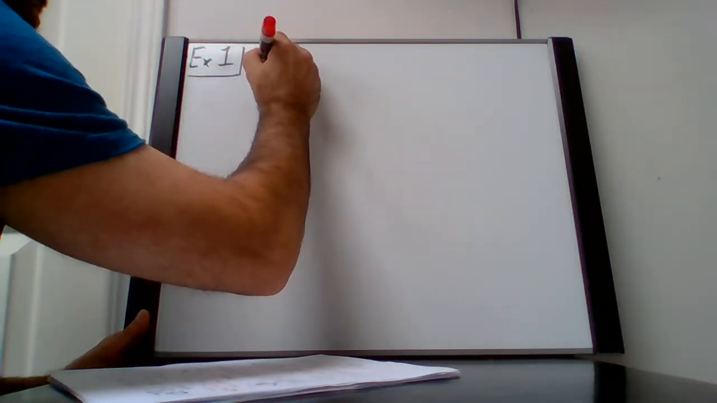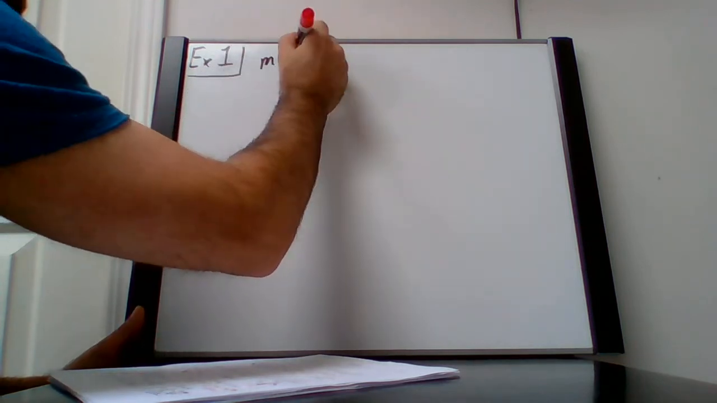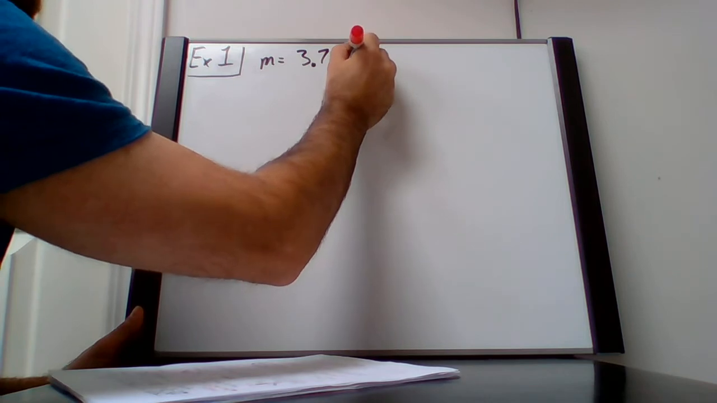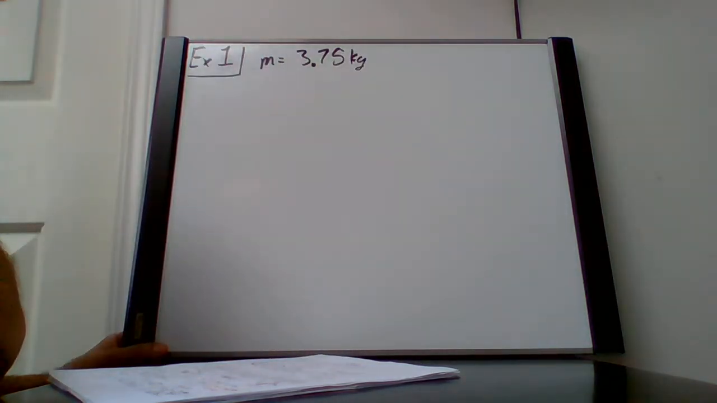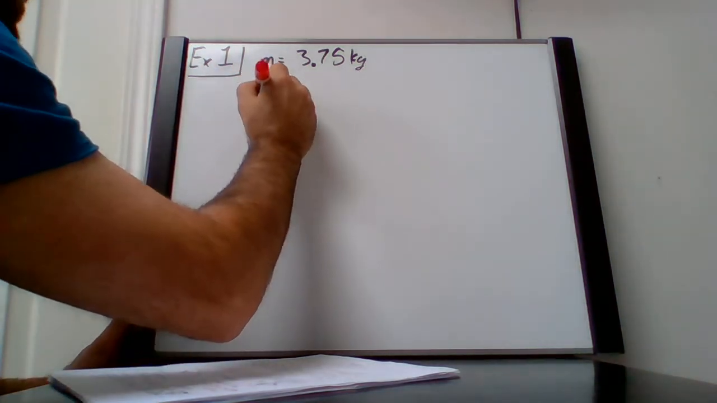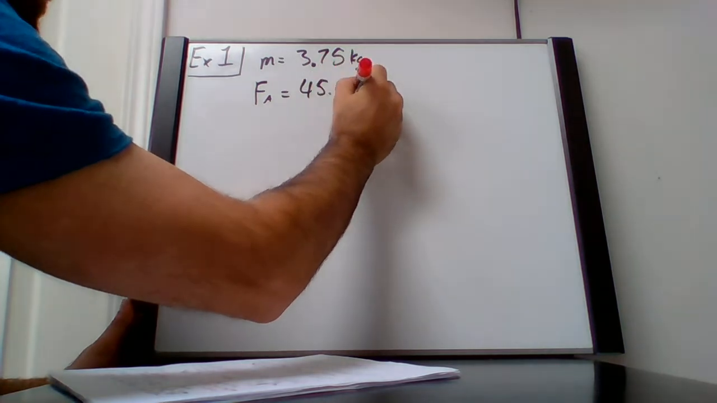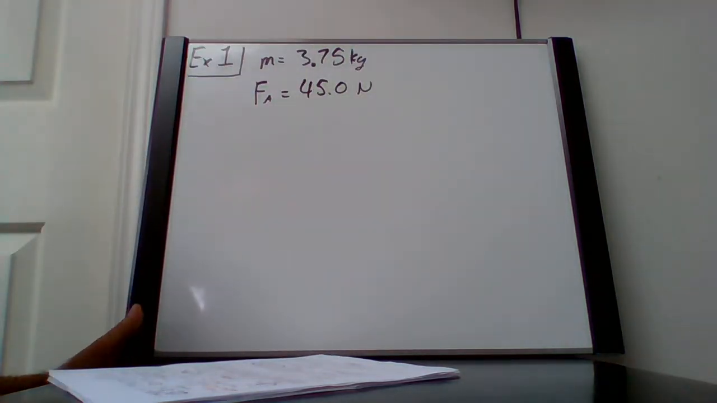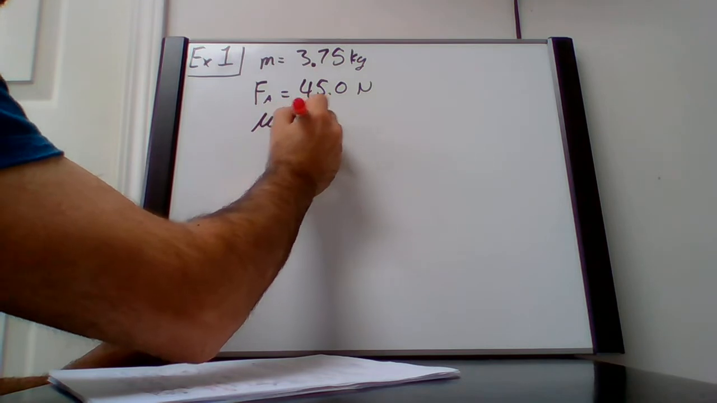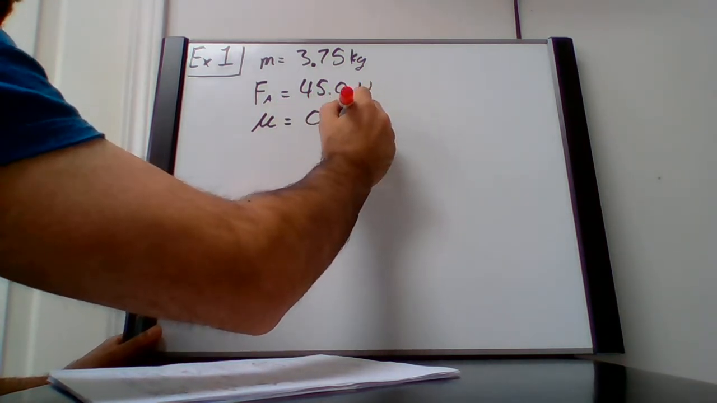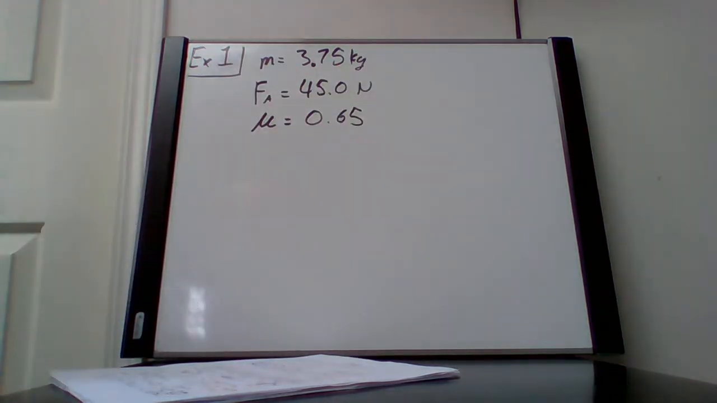So, let's start off with listing off the information. We have mass is 3.75 kilograms. It is pushed along a tabletop with a force of 45 newtons, so that is going to be our applied force, 45 newtons, and the coefficient of friction, our mu, is 0.65. No units. All right.